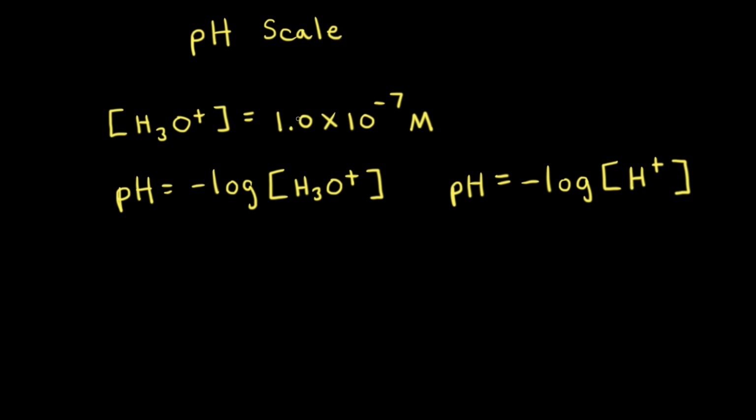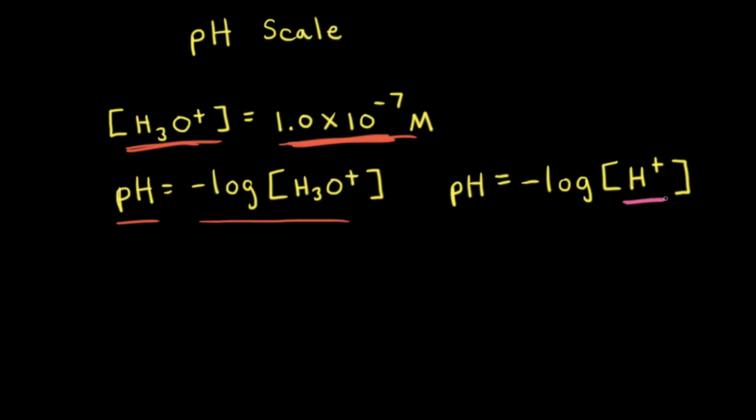For a sample of pure water at 25 degrees Celsius, the concentration of hydronium ion is equal to 1.0 times 10 to the negative 7th molar. Because the concentrations are often very small, it's much more convenient to express the concentration of hydronium ion in terms of pH, and pH is defined as the negative log of the concentration of hydronium ion.